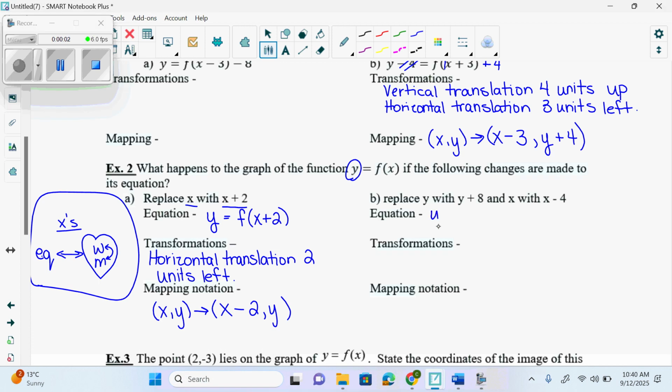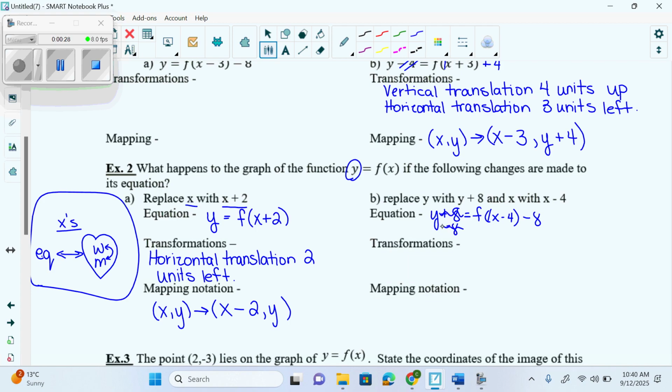y plus 8 equals f, replace x with x minus 4. My rule was, before you do any answering of things, make sure that you have it in y equals and a 1 in front of the x, correct? So the 1 is in front of the x, that's good, but I need to subtract my 8 over first.